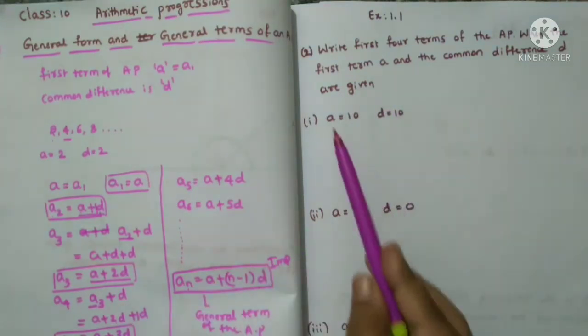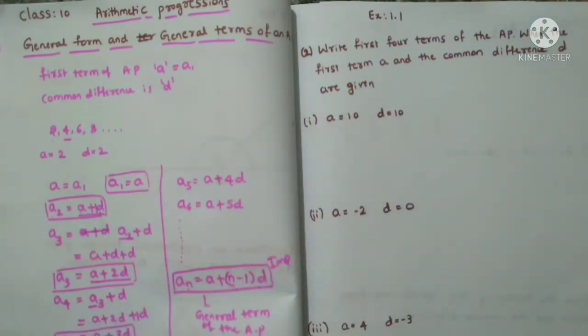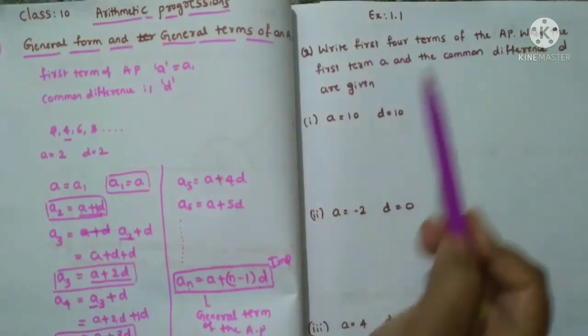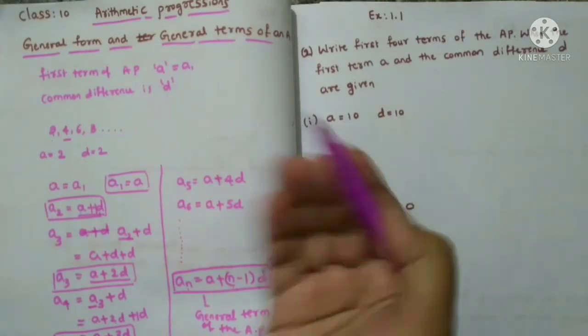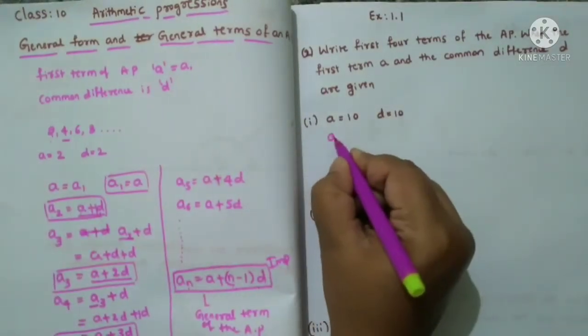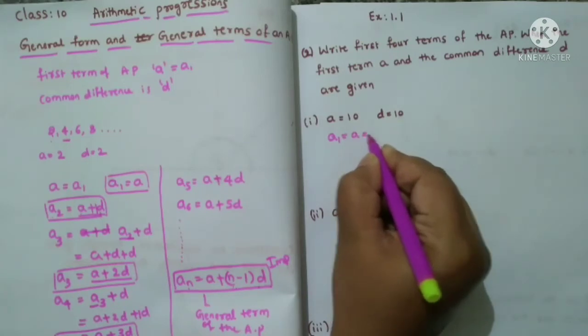Here the first term and the common difference are given. We want to find the first 4 terms. Which are the first 4 terms of the AP? They are A1, A2, A3, A4. So first we will find A1, which is already given here. A1 is what here? A only. A is 10.